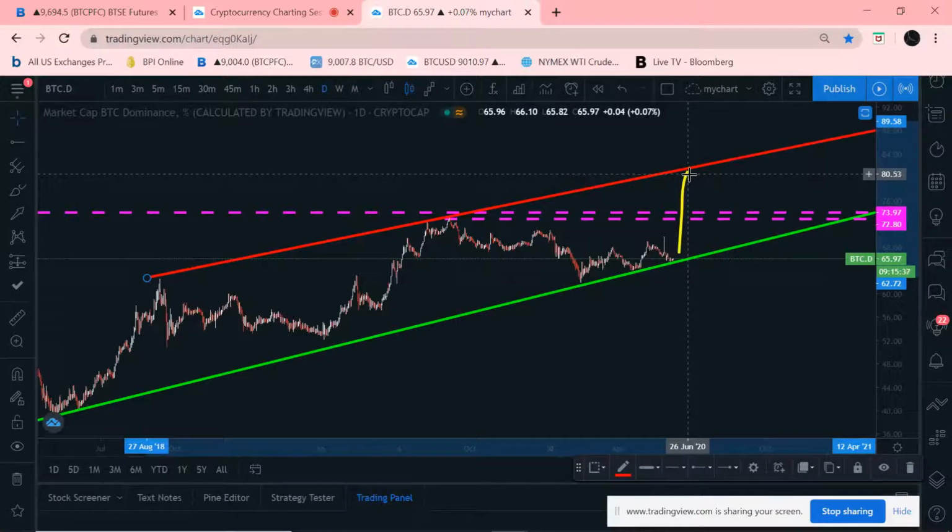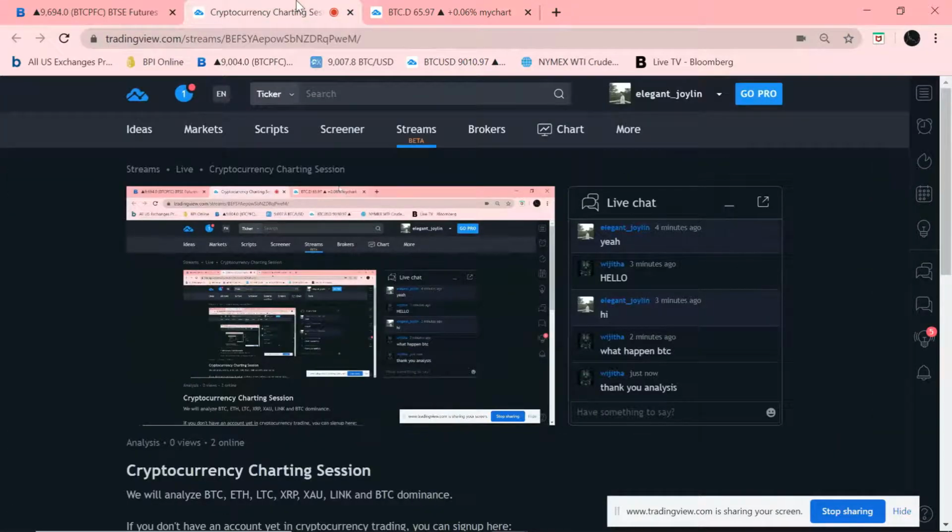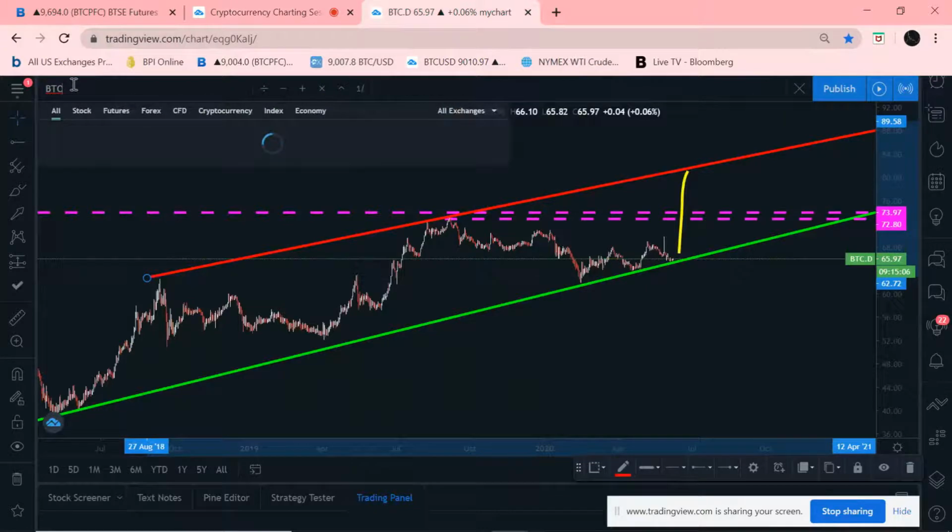So that's why, for some alts, especially those lower than 100 based on market cap, for me it's very risky and dangerous. So as much as possible, just go for the high caps. Someone is asking what happened to BTC. So let's go back to BTC USD.